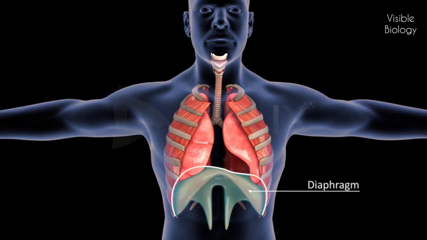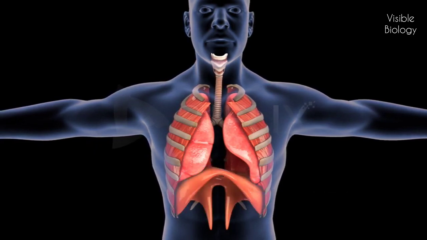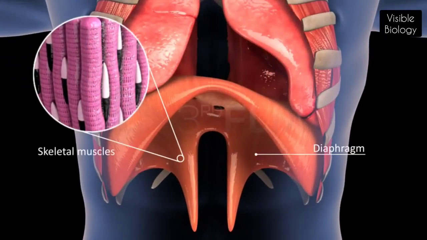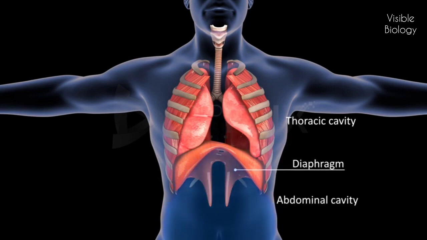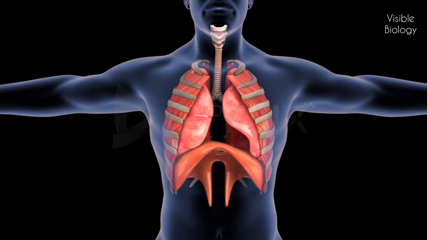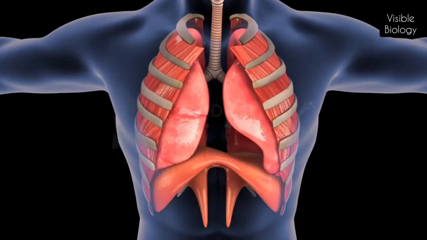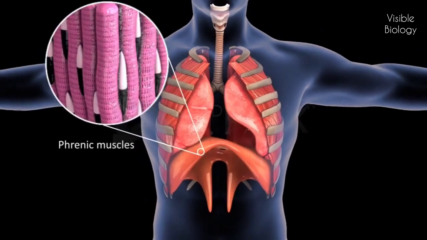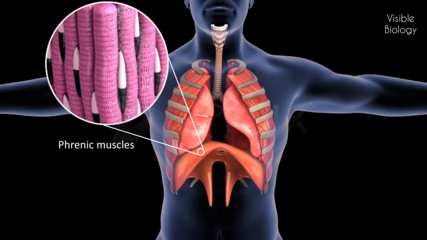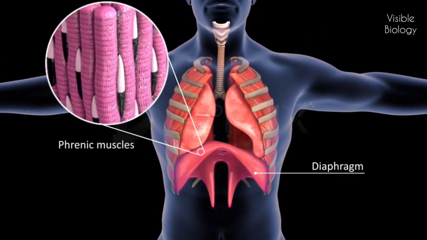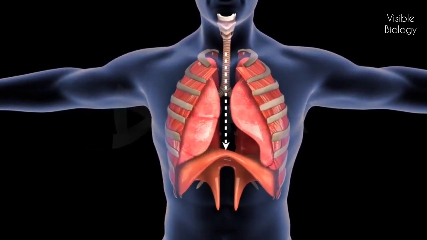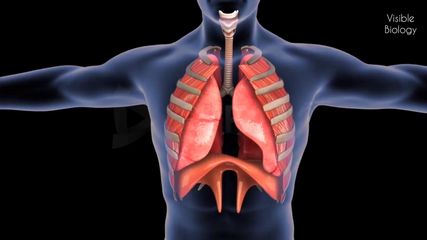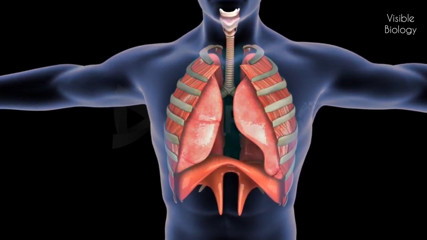The diaphragm is a C-shaped, dome-shaped structure of skeletal muscles and fibrous tissue that separates the thoracic cavity from the abdominal cavity. The dome curves upwards and the superior surface forms the floor of the thoracic cavity. Radial muscles, called phrenic muscles, are present in the diaphragm. By the contraction of these muscles during inspiration, the diaphragm becomes flattened, increasing the size of the thoracic cavity.